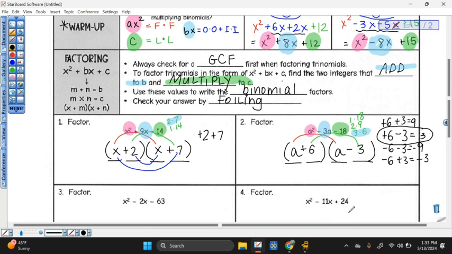Does that make sense? Yeah. What questions do you have? No questions? All right, I'm going to check the whole thing, but I want you to work on 3 and 4 to start. 3 and 4 are like level 1. And then it goes up. 5 and 6 are a little tougher. There's a GCF in 5 and 6 you have to factor out first. And then 7 and 8 are a little bit different.